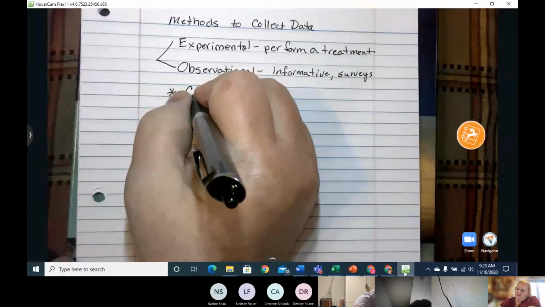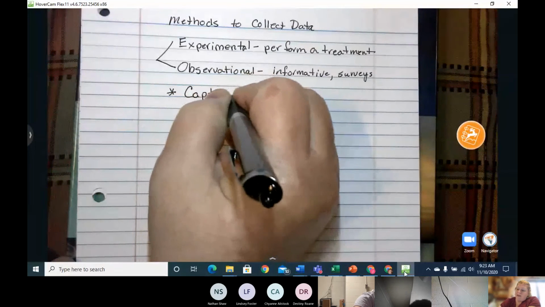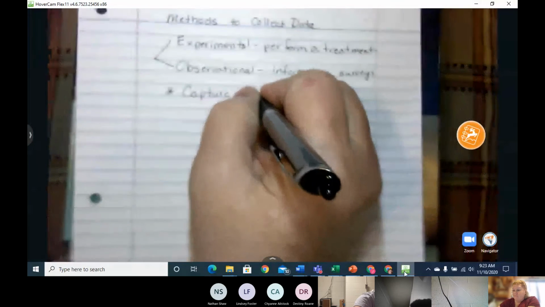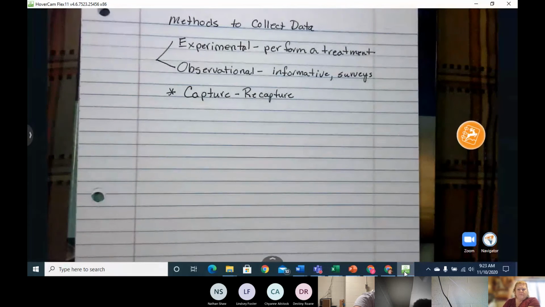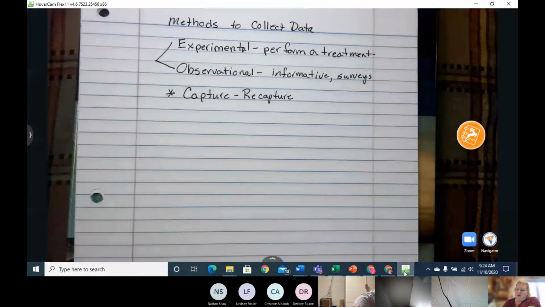And there is something that is called capture, recapture. And this comes into play a lot with scientists studying things that just can't have experiments done, or things that can't be controlled in your normal sense of control. Things like monitoring the population of the deer count, or monitoring the population of the fish in a pond. They use a technique that's called capture, recapture.